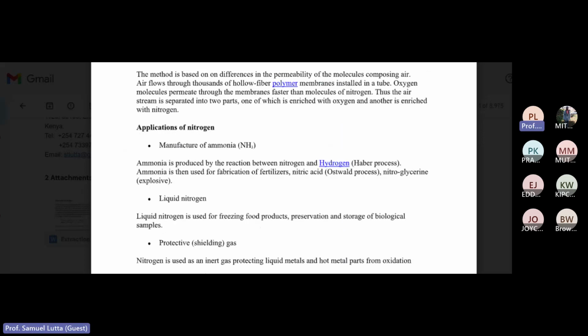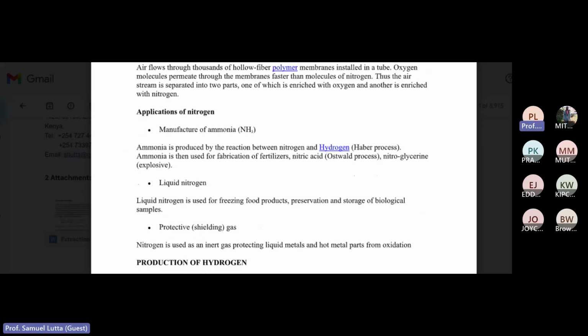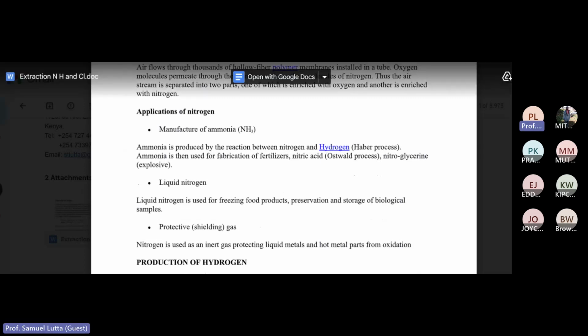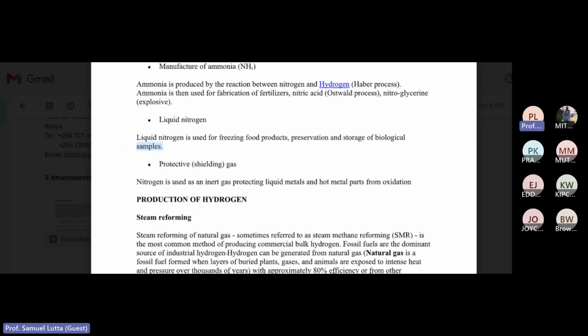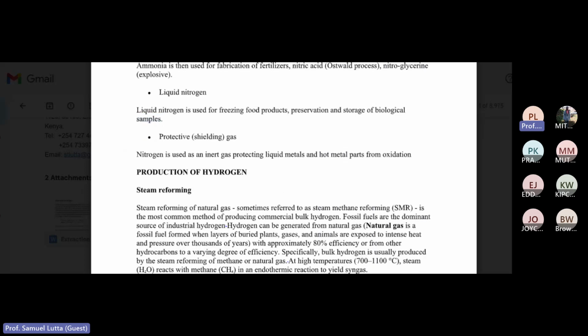So we said the applications of nitrogen: it is used in the formation of ammonia, which is a very important product. And then liquid nitrogen, we said, is also used because of its inertness to preserve food and even store biological samples. It is also used when you want to carry out reactions under inert conditions. They can be carried out in a chamber of nitrogen. And sometimes it's also used to preserve metals. Metals sometimes are stored under liquid nitrogen to prevent them from undergoing oxidation.